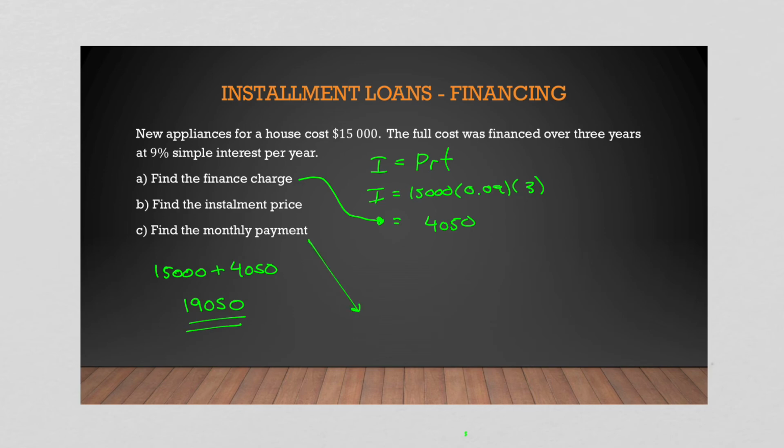Well, if it's over 3 years, 3 years is 12 months times 3, which is 36 months. So if this is how much it's going to cost to finance, basically take them home now and pay for them over 3 years with 9% interest, it's going to cost us $529.17. So financing is pretty helpful. It's how most people live because they can't afford $19,000 or $15,000 in cash to buy a bunch of appliances.